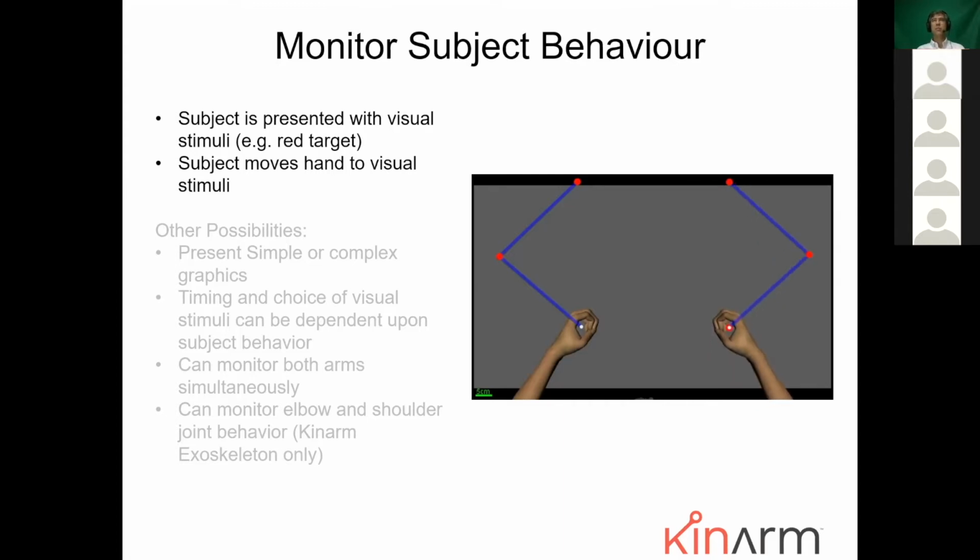So again, this is probably the most important thing that the Kinarm does: it measures what your subject did so that you can afterwards analyze it and make your inferences from it in terms of your experimental paradigm.